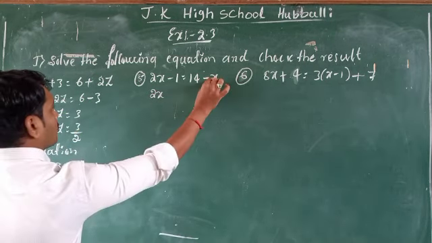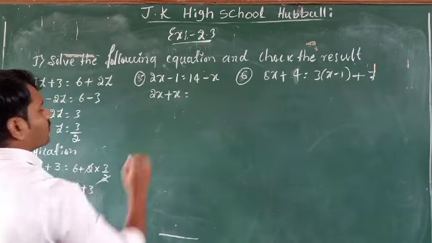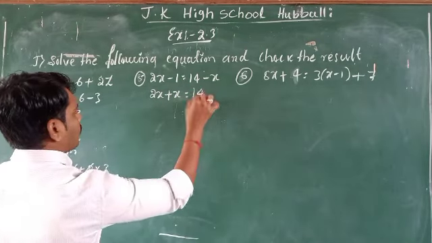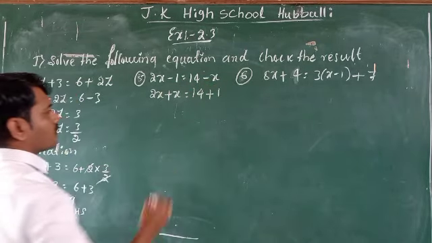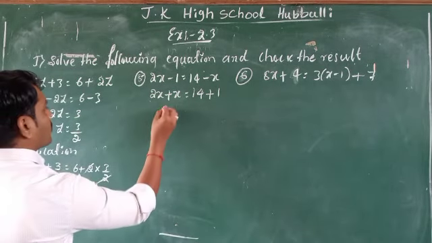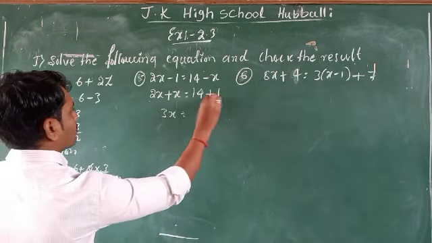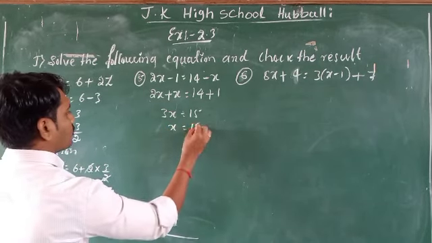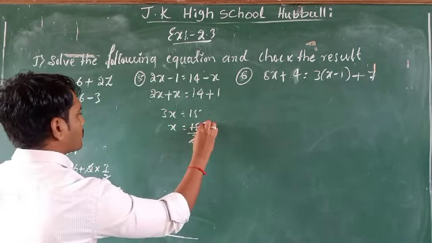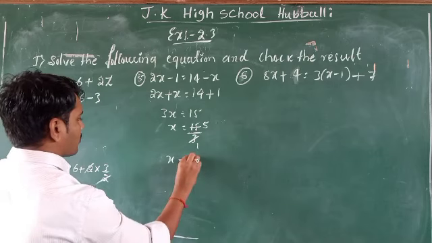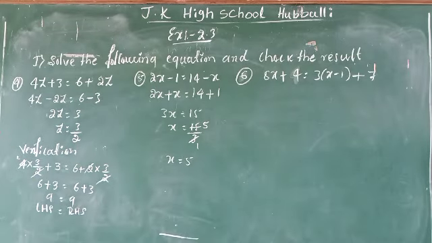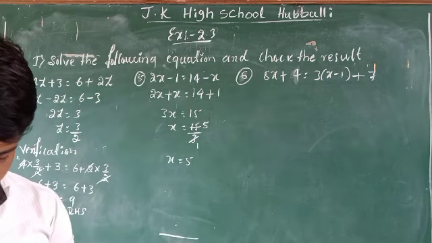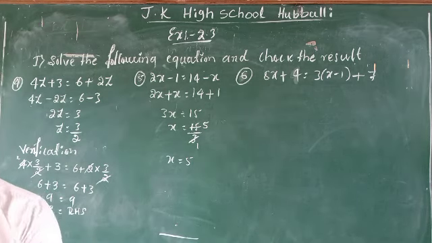2x is there, bring this side. You see, it will become plus x. So 14 is there, bring that side. It will become plus 1. 2x plus x is 3x. 14 plus 1 is 15. x is equal to 15 by 3. 3 ones are 3, 3 fives are 15. What is the x value? x value is 5. Clear? Okay. So I will go to the next question.